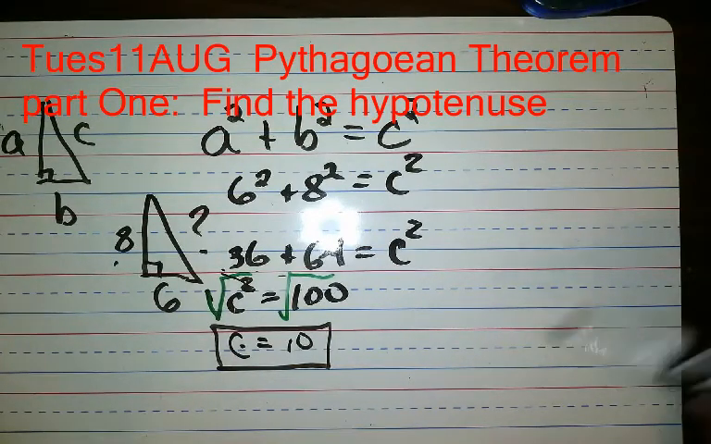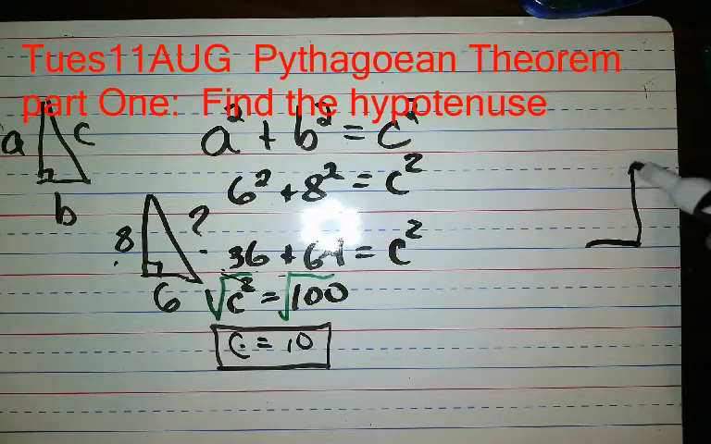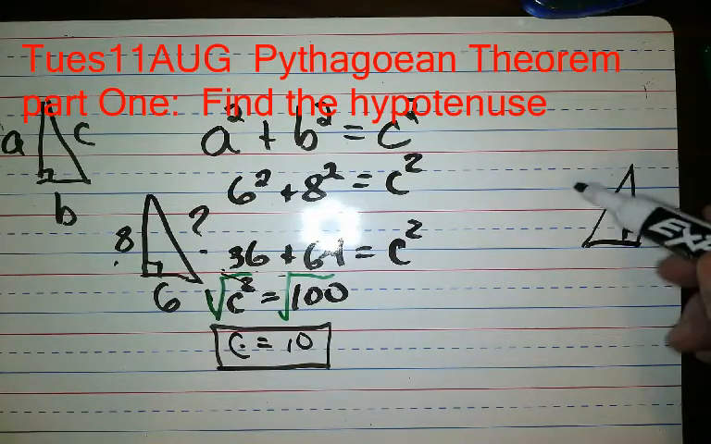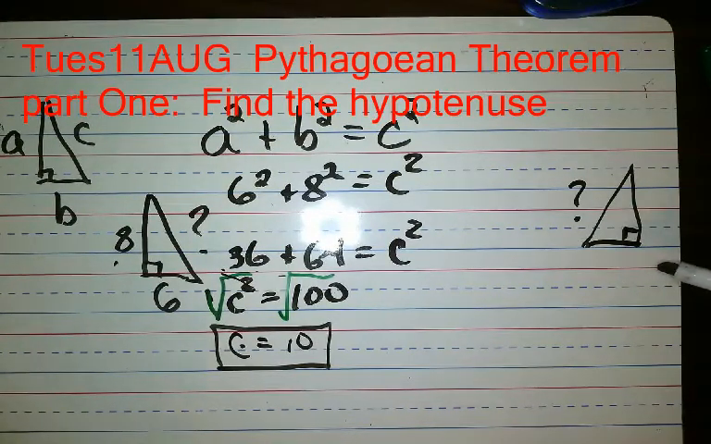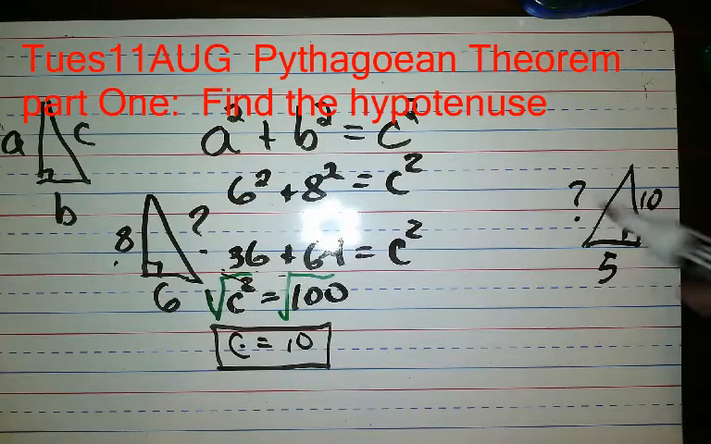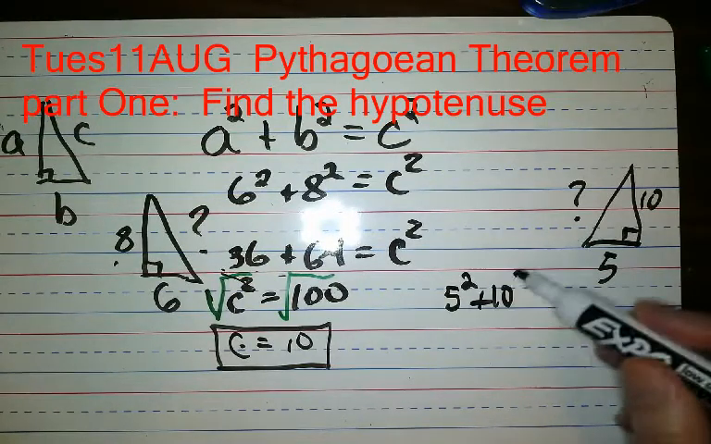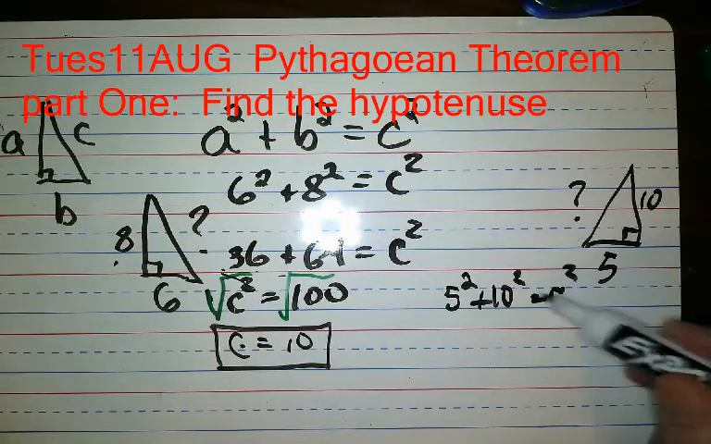Let's do it again. The triangle doesn't have to always face the same way, so we can make it face this way. This side is always the hypotenuse, this guy right here, so that's the side I do not know. And then these are the other two sides. So if I do it the same way, I have a squared, b squared, and the hypotenuse is away from this, right? So that means 5 squared plus 10 squared equals c squared.